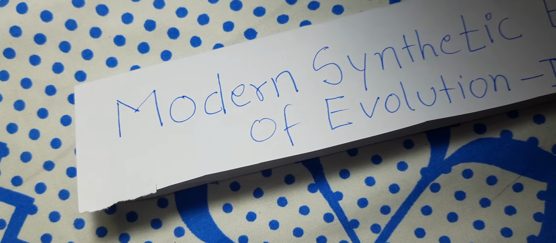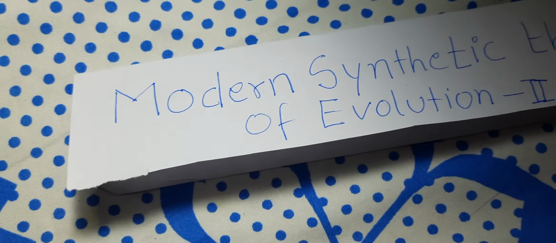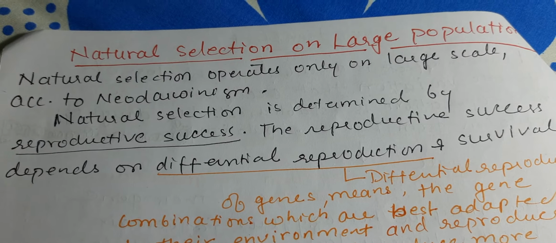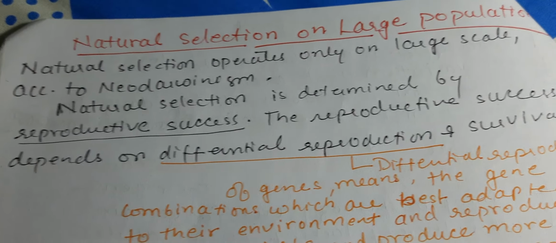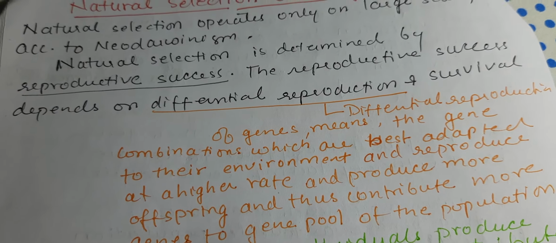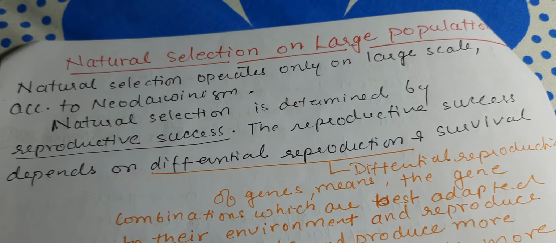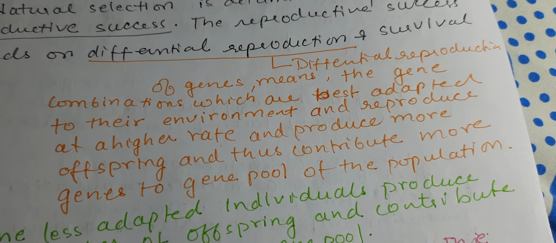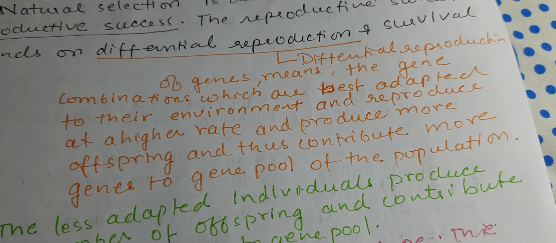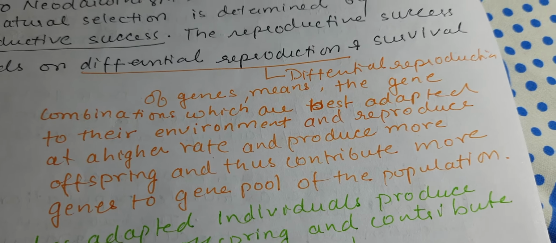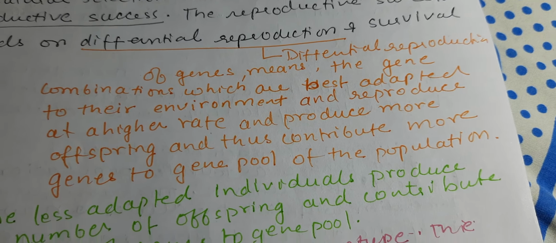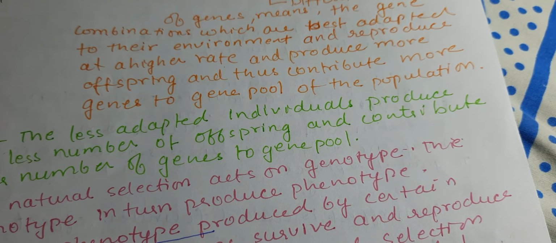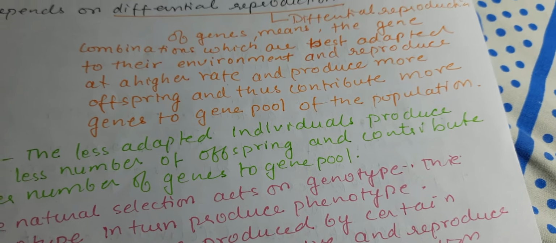I'll explain natural selection on large populations. The natural selection operates only on a large scale according to neo-Darwinism. Natural selection is determined by reproductive success. Reproductive success depends on differential reproduction and survival. Differential reproduction means gene combinations which are best adapted to the environment reproduce at a higher rate and produce more offspring, and thus they contribute more genes to the gene pool of the population.